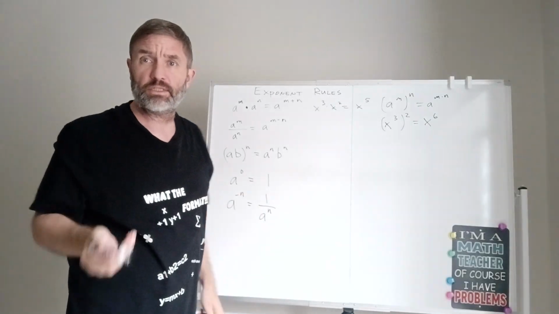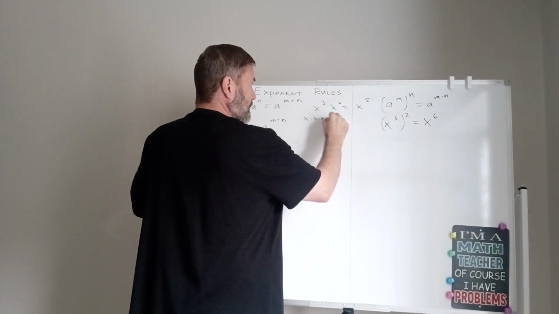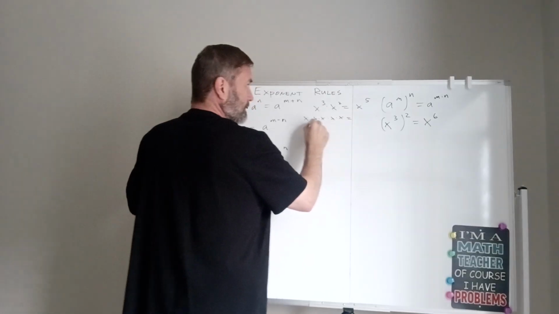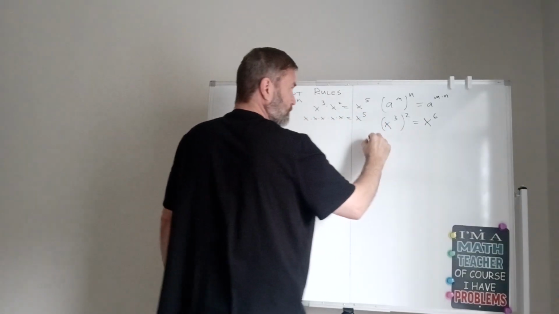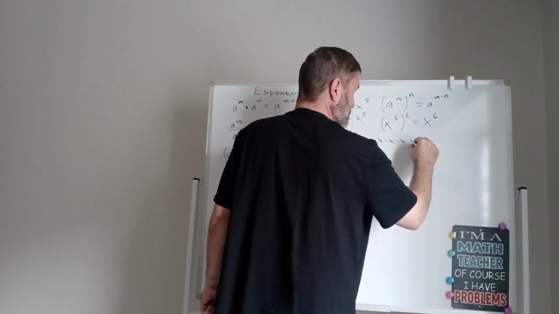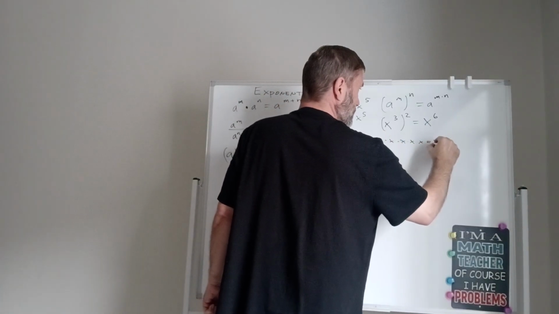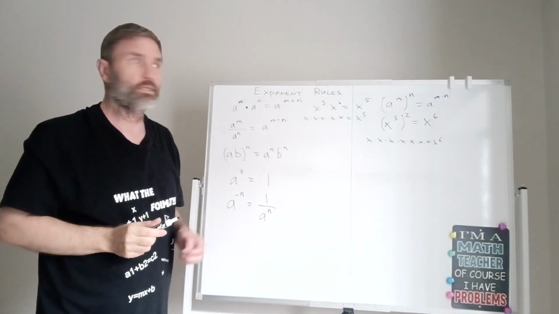If you want to see how that works, let's just quickly look. x cubed is x times x times x. x squared is x times x. And if you rewrite that, how many x's are there? Well, that's x to the fifth. Here, x cubed squared. Well, x cubed is x times x times x, and you're multiplying it by x times x times x. Notice that you have your 6 x's. So that's how and why that works.